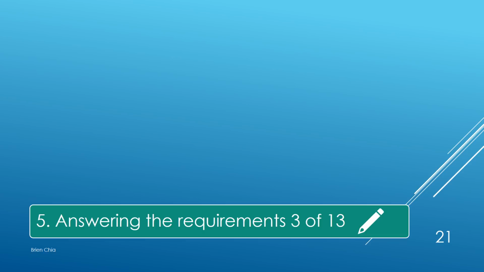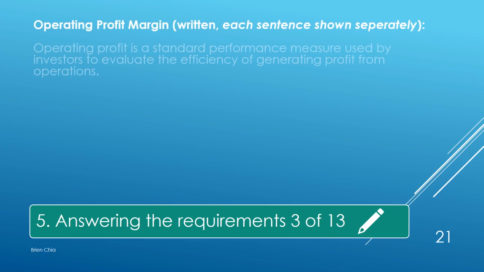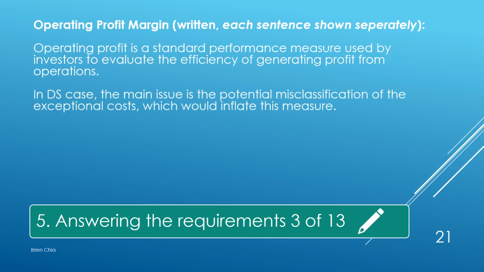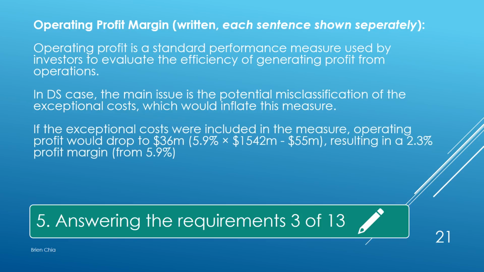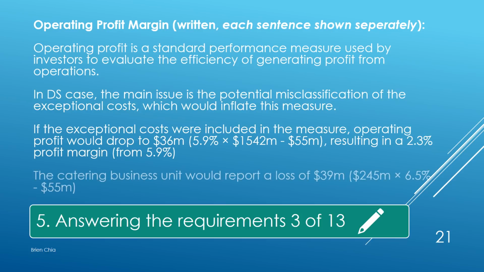Okay, now the next one is the written one. That means I'm going to write a full answer. If you write this, you probably would score full marks. So just more words. Operating profit is a standard performance measure used to evaluate the efficiency of generating profit from operations. Number two, in DS's case, the main issue is the potential misclassification of the exceptional costs, which inflate this measure. If the exceptional cost was included in the measure, profit would drop to 36 million, resulting in a 2.3% profit margin. It's much lower than 5.9%.